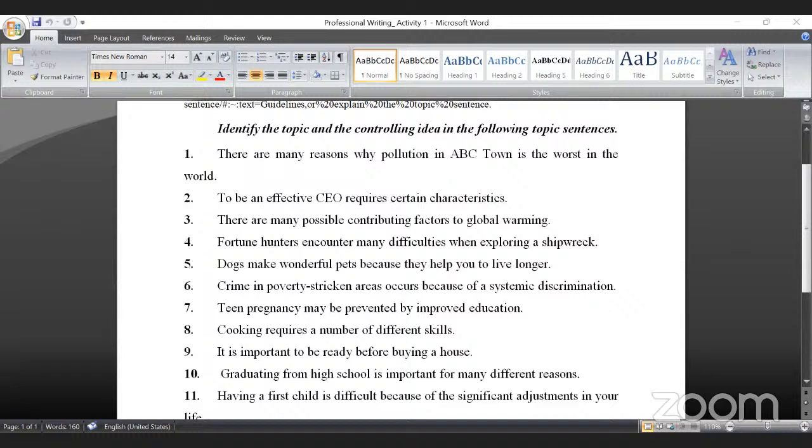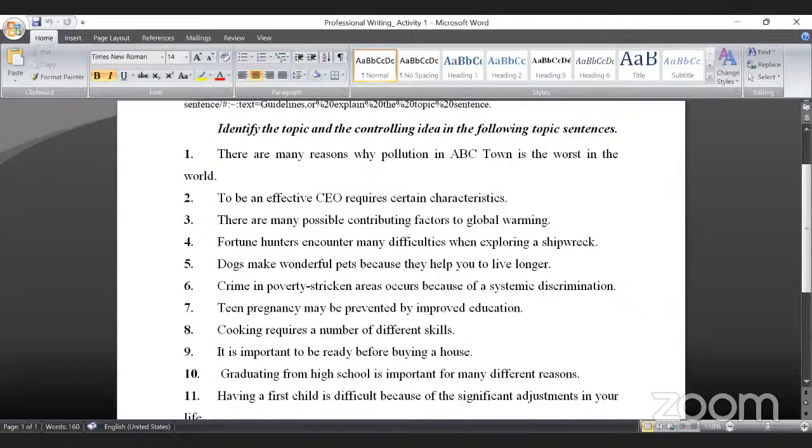You decide and tell me. I am waiting. My exploring shipwreck is a topic, and many difficulties when exploring a shipwreck is the controlling idea. Shipwreck is the topic. Exploring shipwreck is the topic, ma'am. Shipwreck. And many difficulties when exploring a shipwreck is the controlling idea. Correct. That's correct. Exploring shipwreck is your topic.